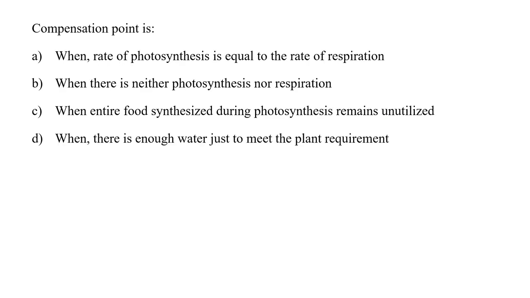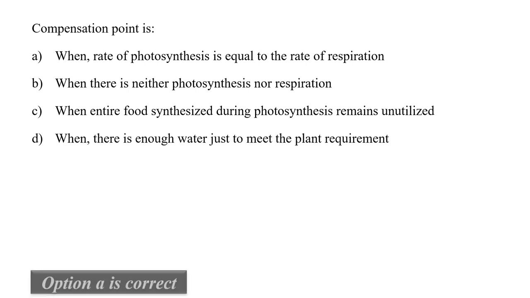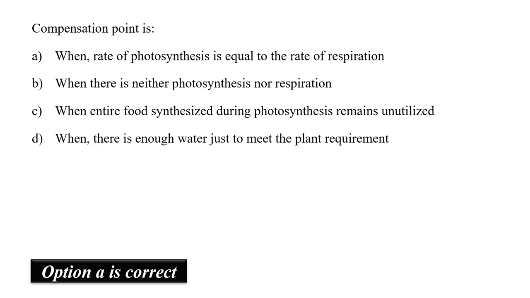Compensation point is when the rate of photosynthesis is equal to the rate of respiration, when there is neither photosynthesis nor respiration, when the entire food synthesized during photosynthesis remains unutilized, or when there is enough water just to meet the plant requirements. Compensation point is the light intensity on the light curve at which the rate of photosynthesis is equal to the rate of respiration, or we can say the uptake of carbon dioxide is balanced by the release of oxygen. Such a compensation point is often seen in the early morning or late evening. Hence option A is the correct answer.